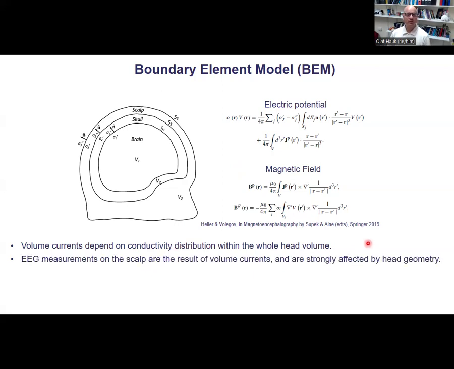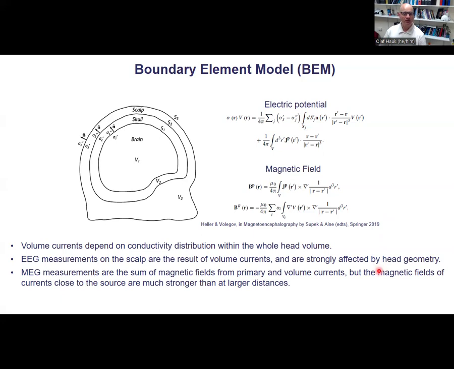And EEG measurements are actually the result of these volume currents. These volume currents reach the scalp after they struggle through the brain, the skull, and the scalp. So they create voltage differences on the scalp, and they are strongly affected by head geometry. So for EEG, we have to make sure that we get our head model right, as accurately as possible.